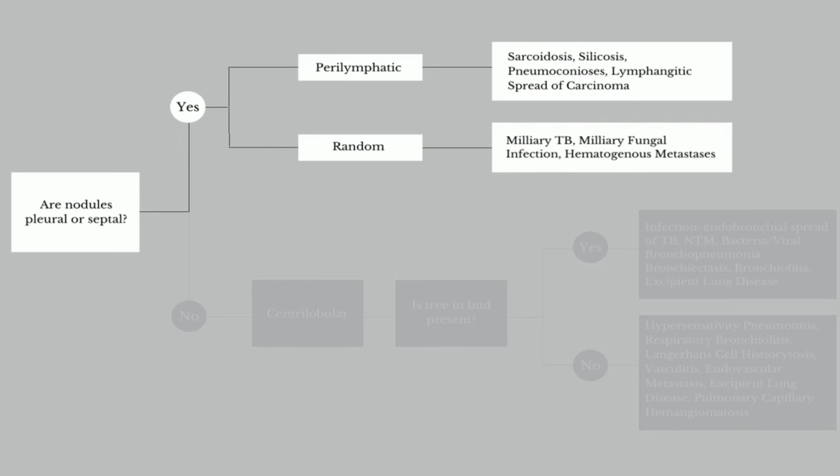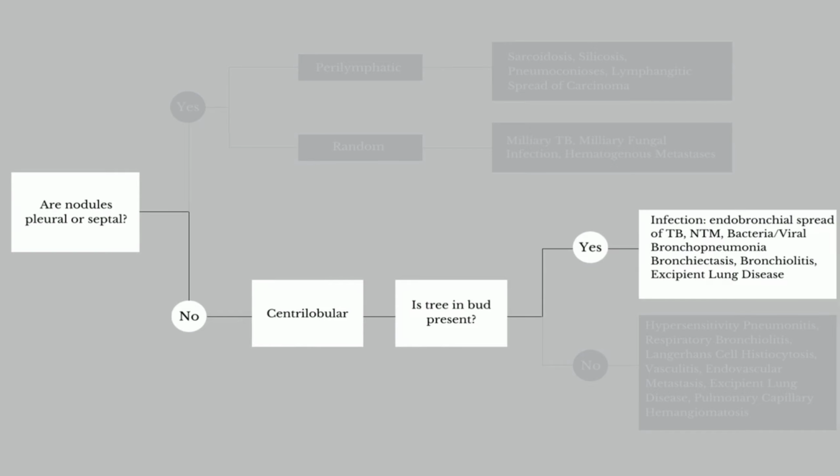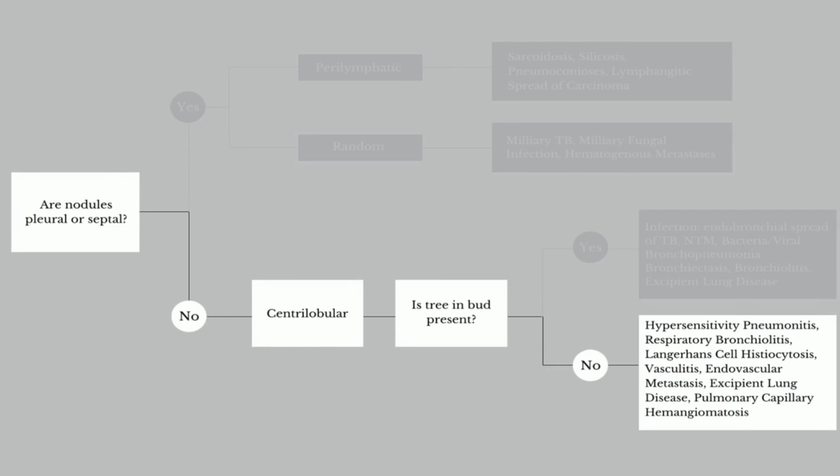On the other hand, random nodules, besides being associated with the pleural surfaces and septa, are also found randomly distributed within the lung parenchyma. In this case, think of miliary tuberculosis, miliary fungus, and metastasis. If there are no nodules along the pleura or the septa, the nodules are centrilobular. Look for a tree-in-bud pattern. If there is a tree-in-bud pattern, then this is most likely infectious or inflammatory airway disease. If there is no branching associated with the centrilobular nodules, then this is likely due to hypersensitivity pneumonitis, RB-ILD, or pulmonary capillary hemangiomatosis.